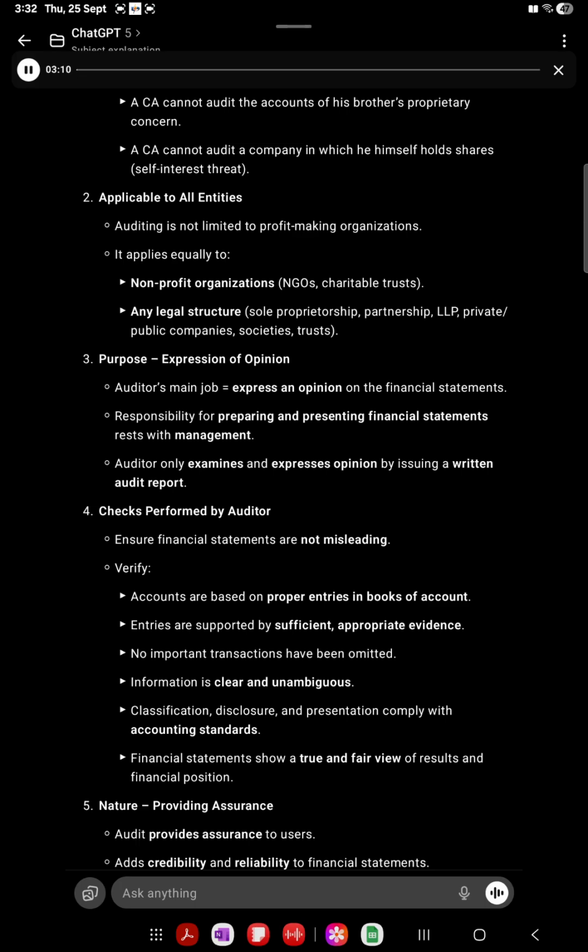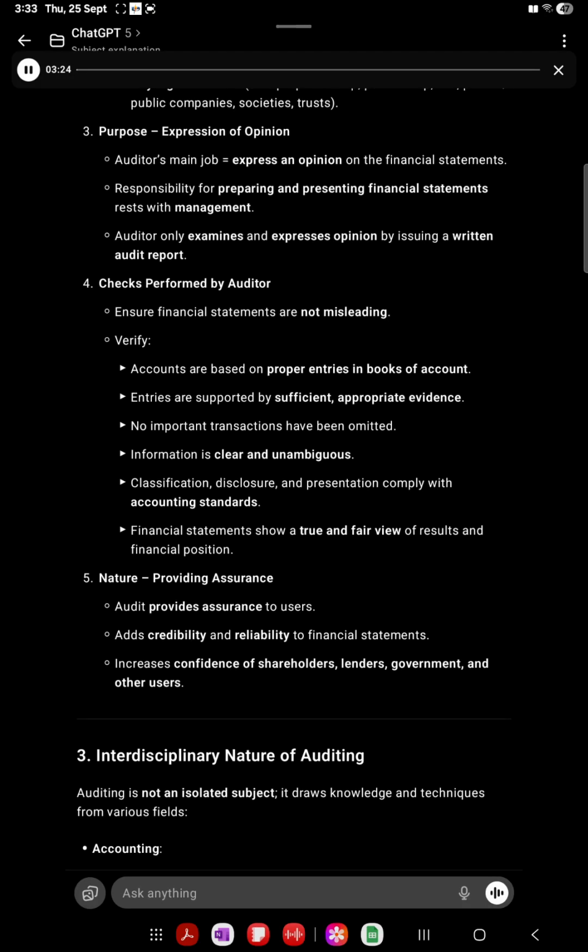3. Purpose: expression of opinion. The auditor's main job is to express an opinion on the financial statements. Responsibility for preparing and presenting financial statements rests with management. The auditor only examines and expresses an opinion by issuing a written audit report.